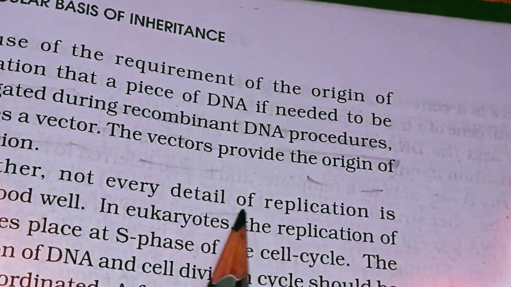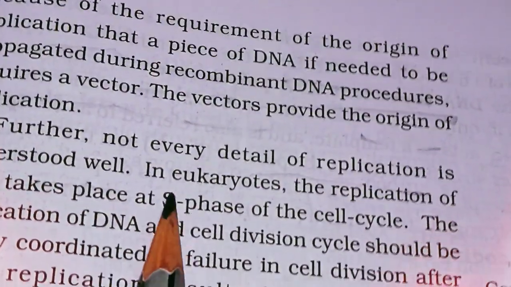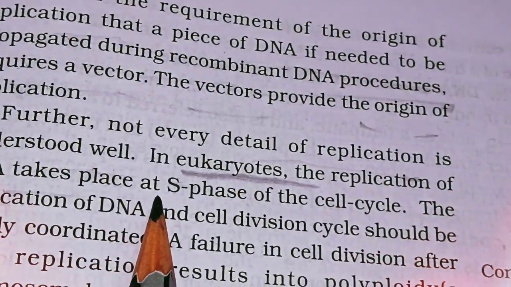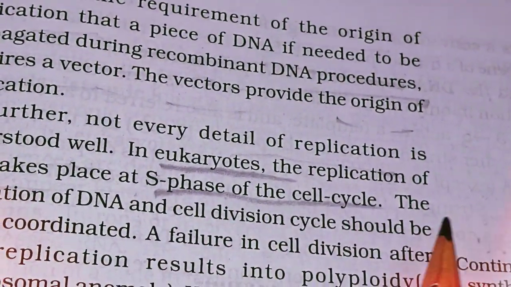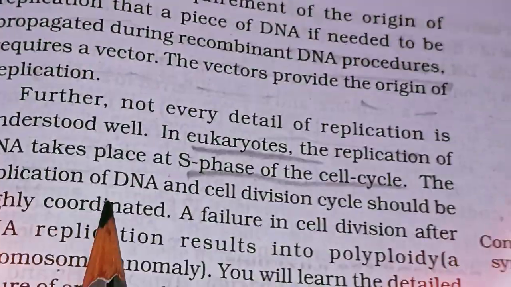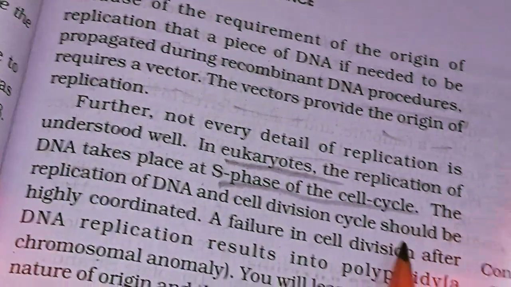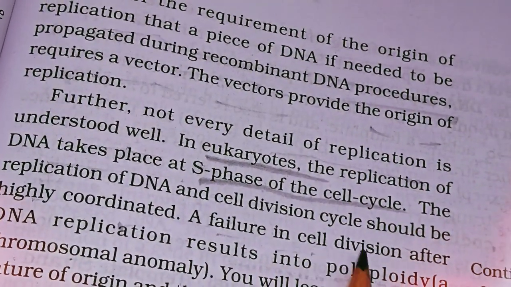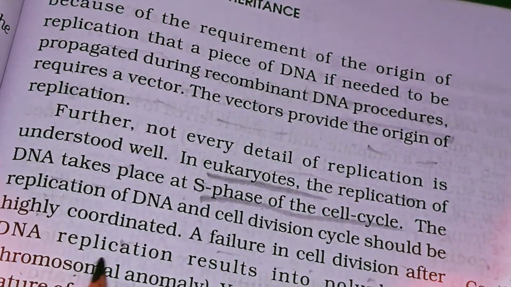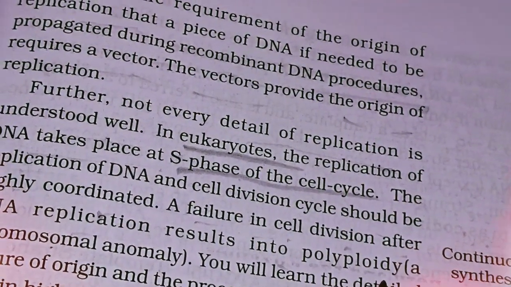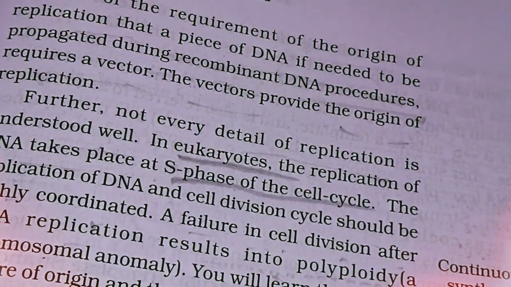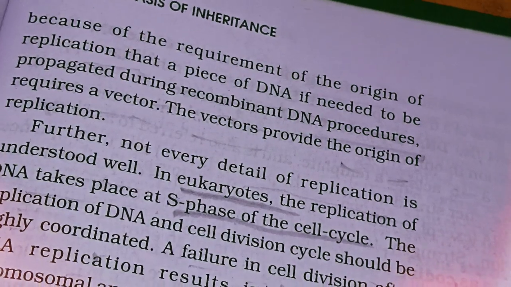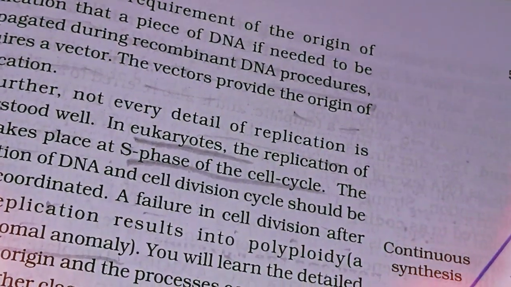Further, not every detail of replication is understood well. In eukaryotes, the replication of DNA takes place in the S phase of the cell cycle. The replication of DNA and the cell division cycle should be highly coordinated. A failure in cell division following DNA replication results in polyploidy, a chromosomal anomaly.